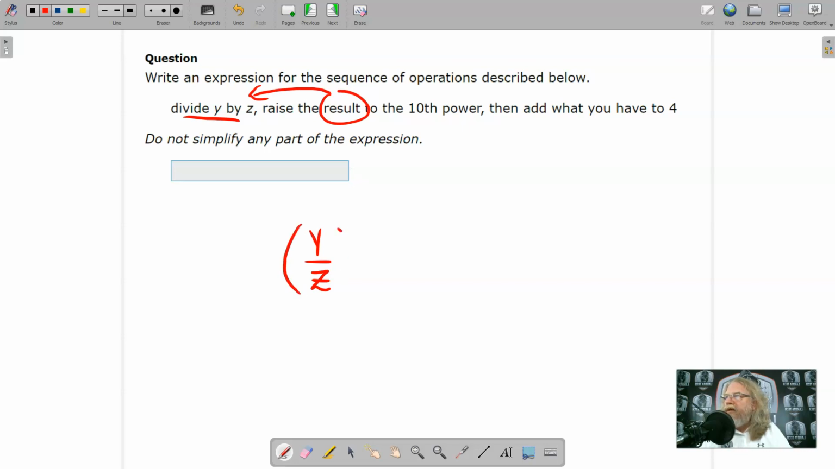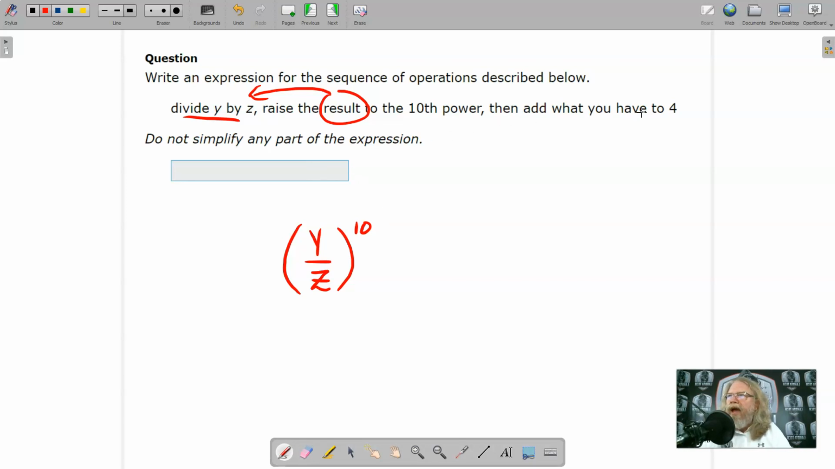So in order to raise the whole thing to the 10th power, I need the parentheses, and that's not a 10. That's not 18. It's 10. We need the parentheses. Otherwise, if I wrote this like that, then the exponent only applies to the value of y. So I need the parentheses there in order to make that power of 10 apply to all of it.